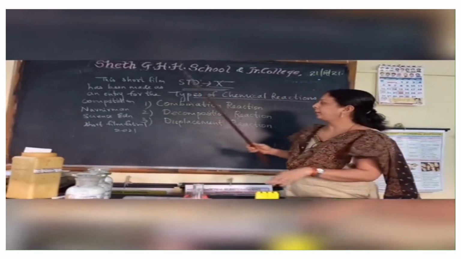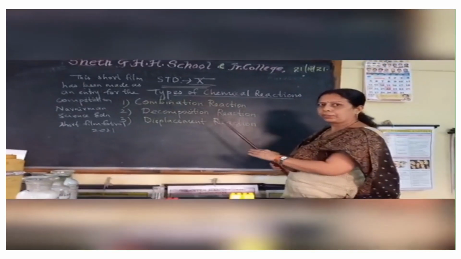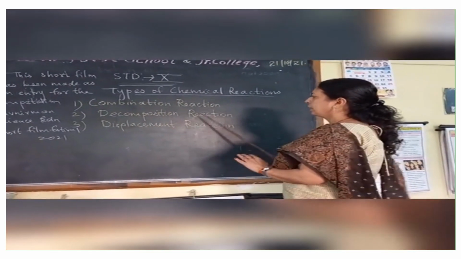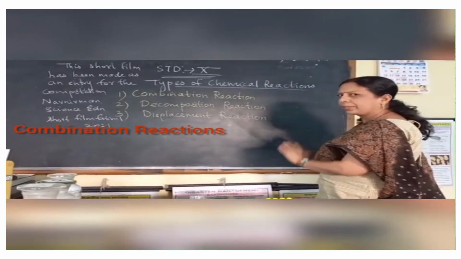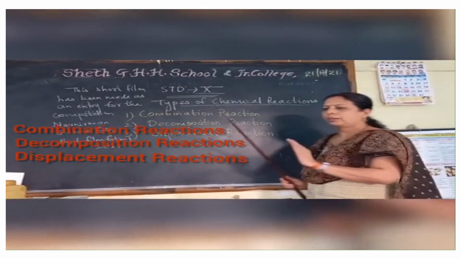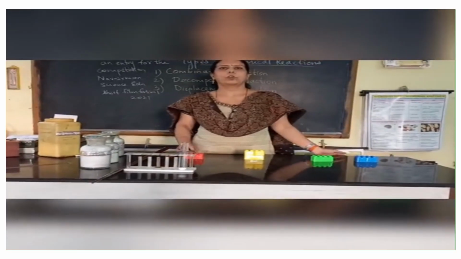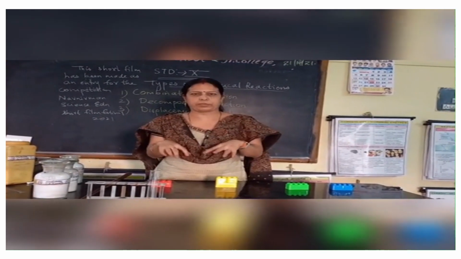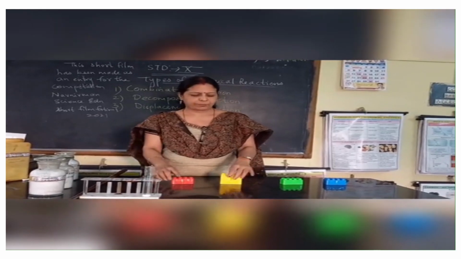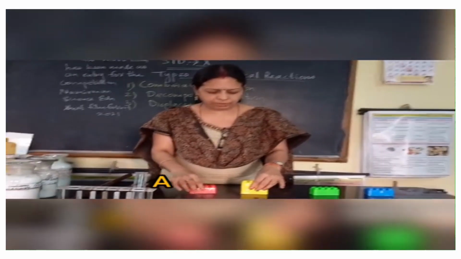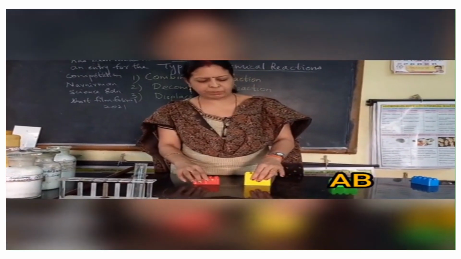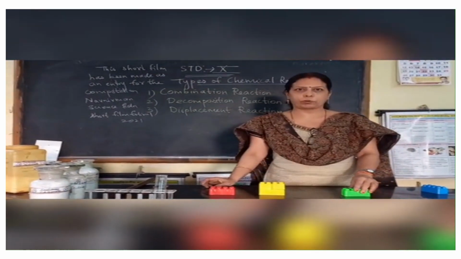As we all know, there are many different types of chemical reactions, but some of the reactions we will study today. That is, first is combination reaction, second decomposition reaction, third displacement reaction. First is combination reaction. From the word itself you can understand combination means something which combines or joins together. For example, this is substance A and this is substance B. So A combines with B to give a single product which is AB. So when A and B combine together, they form a single product, that is AB.